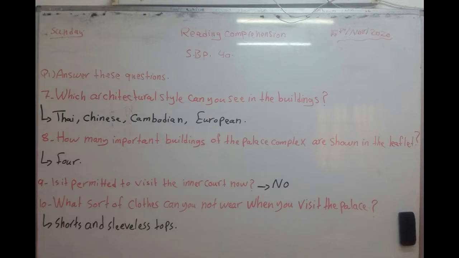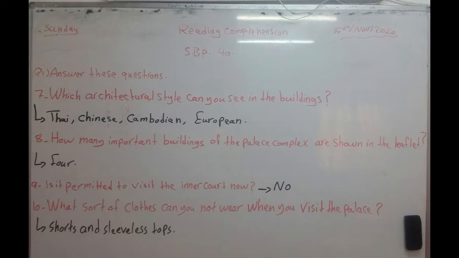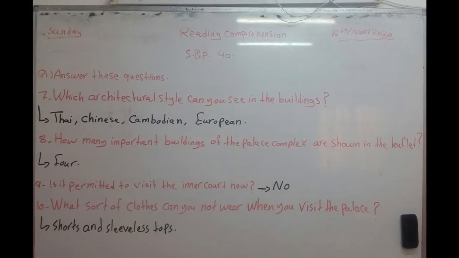Number 8. How many important buildings of the palace complex are shown in the leaflet? We said that the text type is guidebook, and the guidebook itself consists of many leaflets, يحتوي على أكثر من leaflets, هو brochure. Well, how many important buildings of the palace complex are shown in the leaflet? Go to page 39 and count the important buildings. We have here 4 buildings.